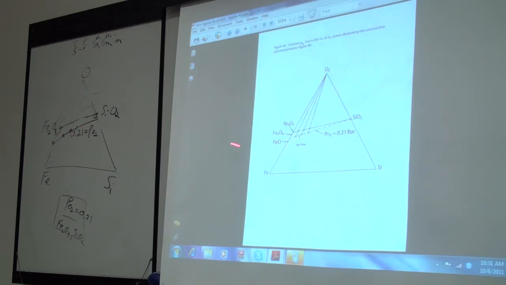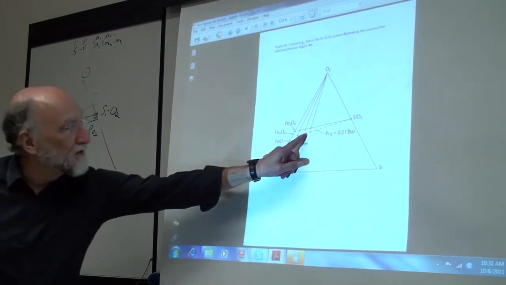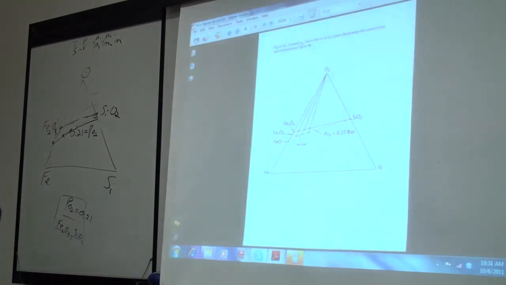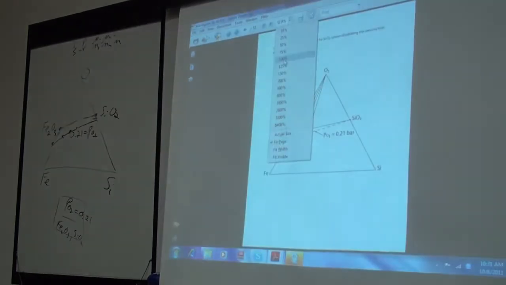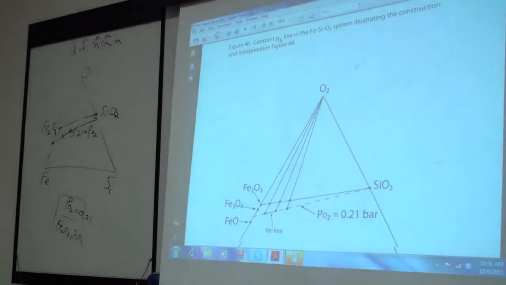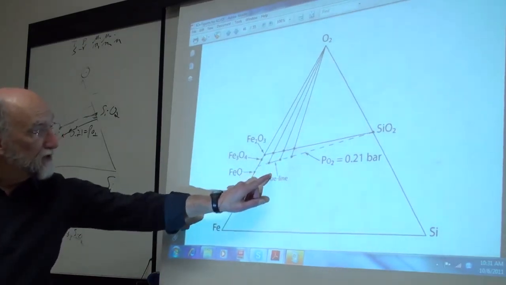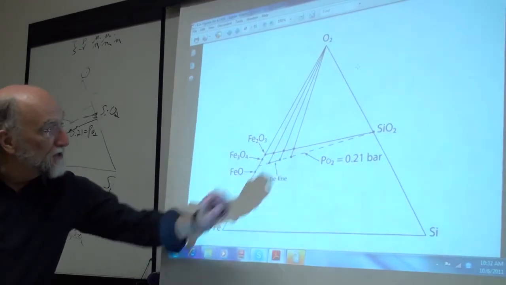As I said here, you're going along this line. Tie lines lie on that line, so if you have a solid here, the overall composition here would be in equilibrium with two phases here. But another way of looking at the diagram is as a projection. You can think about this yourselves. Say this is the line along here, and let's say you have a two-phase region with an overall composition here in equilibrium with this phase and this phase.